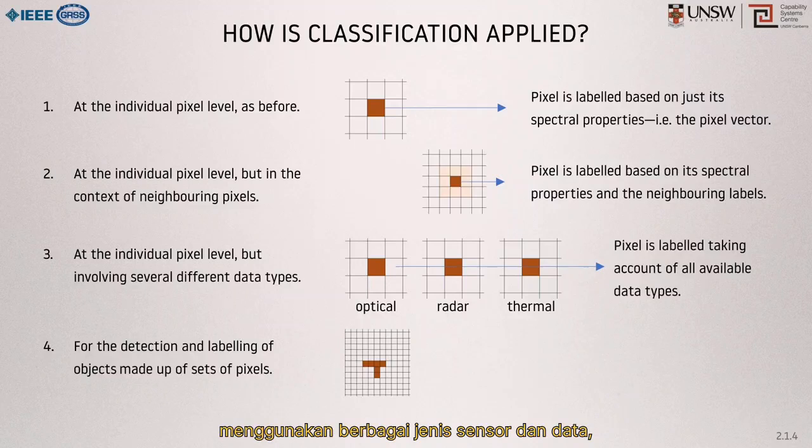In the third case, we show the need to identify pixels using a range of sensor and data types, here optical, radar, and thermal. Algorithms for this so-called multi-source problem are difficult to come by, although some authors ignore the intrinsic differences in the data types and simply concatenate them into a single vector to which they then apply point classification techniques.